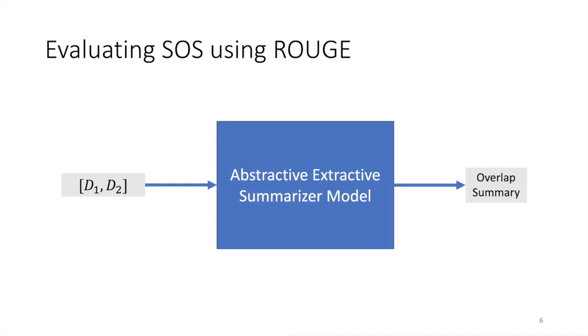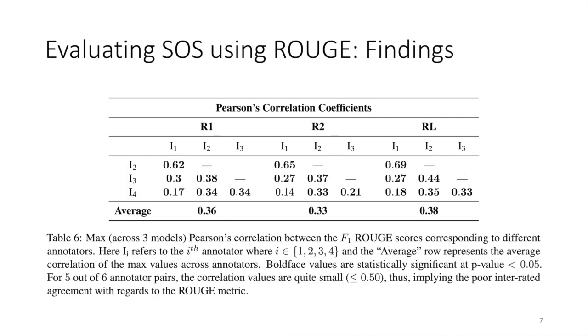To test the robustness of the ROUGE metric for evaluating the SOS task, we computed Pearson's correlation coefficients between each pair of ROUGE F1 scores obtained using all the 4 reference overlap summaries. The corresponding correlations are shown in this table. The average correlation value across annotators is 0.36, 0.33 and 0.38 for ROUGE-1, ROUGE-2 and ROUGE-L respectively, and thus showing that the ROUGE metric demonstrates high variance across multiple human written overlap summaries and is unreliable for the evaluation of SOS tasks.